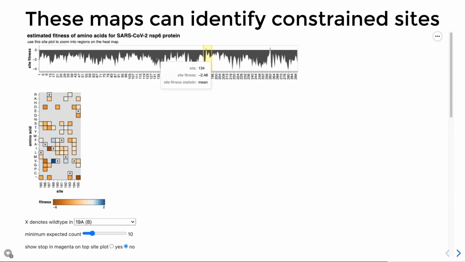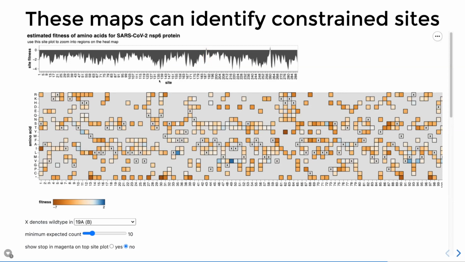So anyway, we hope that having these maps can be an informative input at the early stages of drug design to really ensure that drugs are targeting mutationally intolerant parts of the virus.